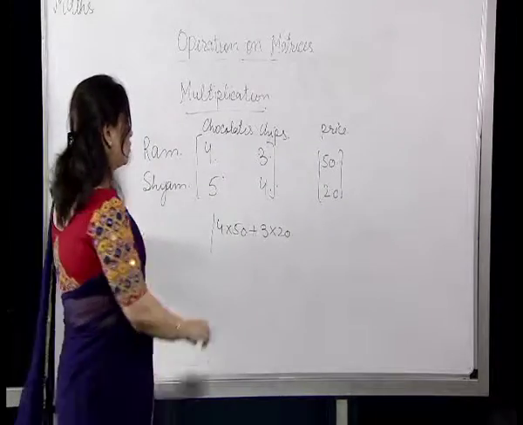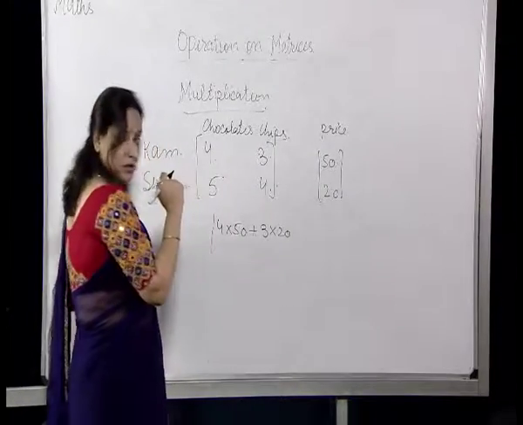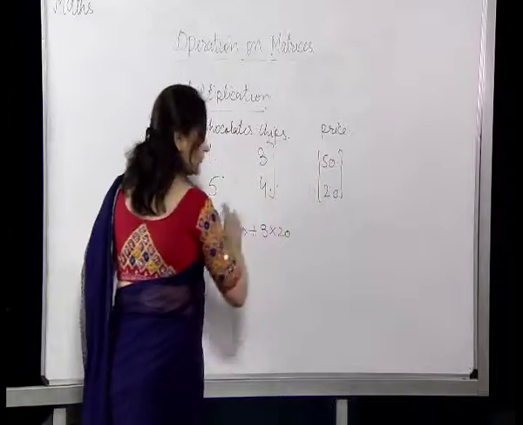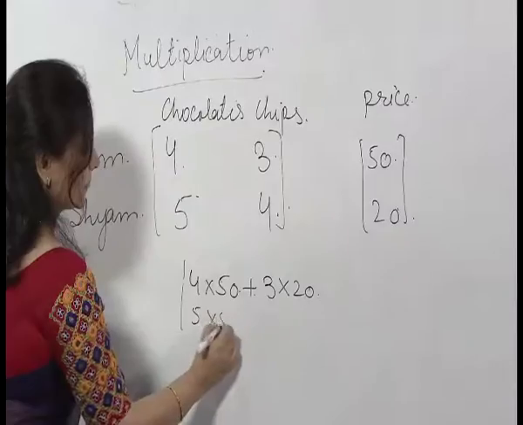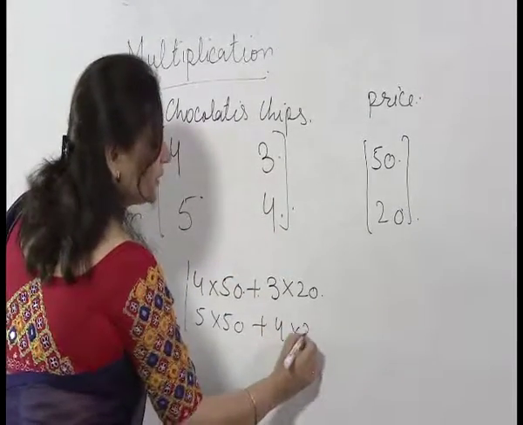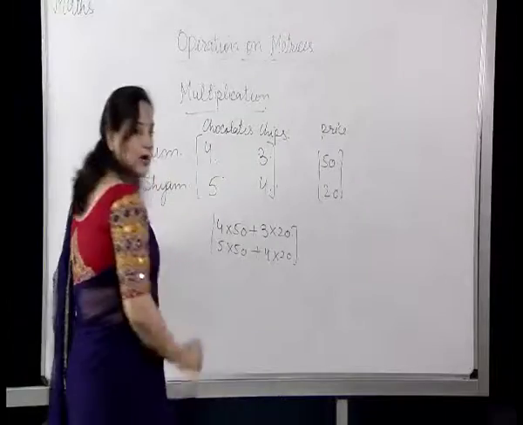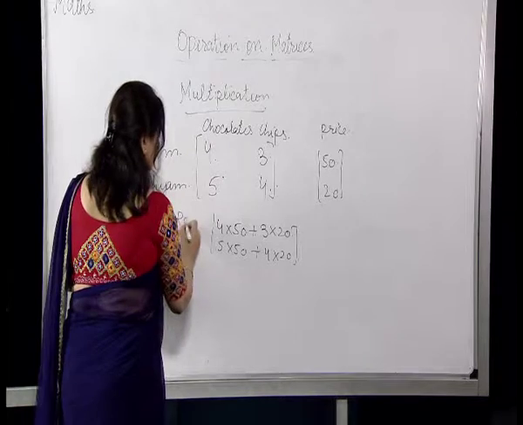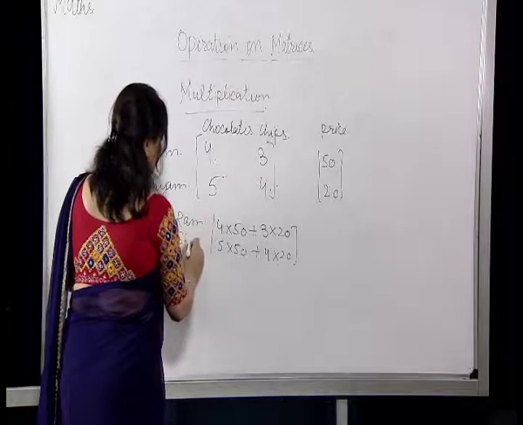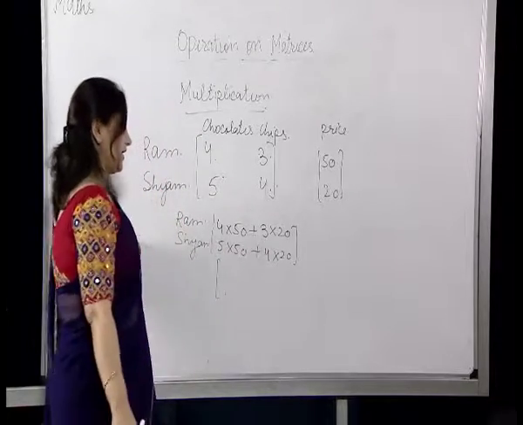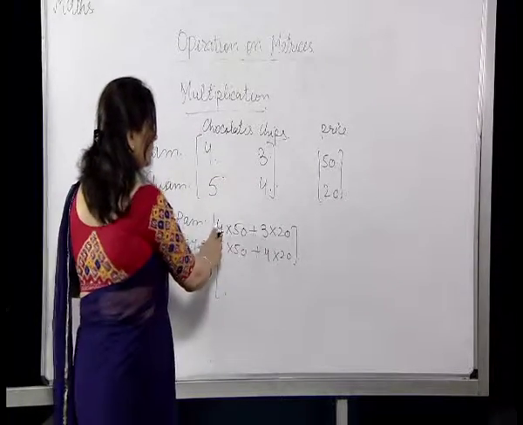Okay. Now, Shyam will also calculate. How will he calculate? 5 into 50 plus 4 into 20. That's how you calculate the price. So, this is for Ram and this is for Shyam. So, what amount they have spent?